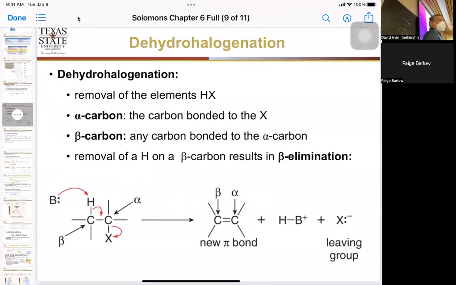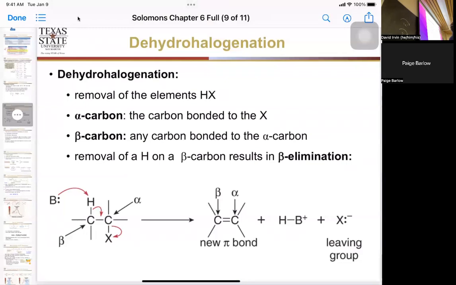Okay. So the first thing we're talking about here is dehydrohalogenation. That means hydro, meaning hydrogen, and halogenation. So we're going to remove HCl, HBr, HI. We're going to remove an acid. So dehydrohalogenation: we're going to remove an acid with a strong base. And the halogen's always on the alpha carbon. The hydrogen's always on the beta carbon. Okay. So that means we can get to a very easy solution.